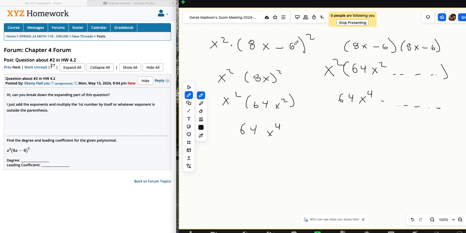And it's not like, if we're doing real math, we could just ignore this negative 6. But what the question is specifically asking is what's the leading coefficient, 64, and then what's the degree, which would be the 4 right there. So that's kind of the most efficient way to get there. Cool, that helps.